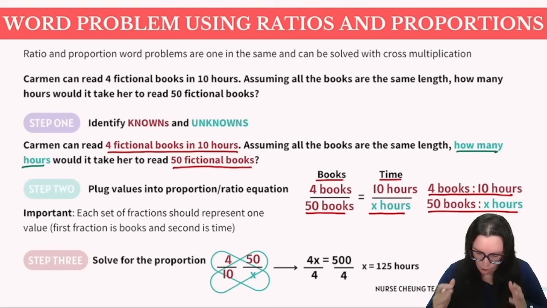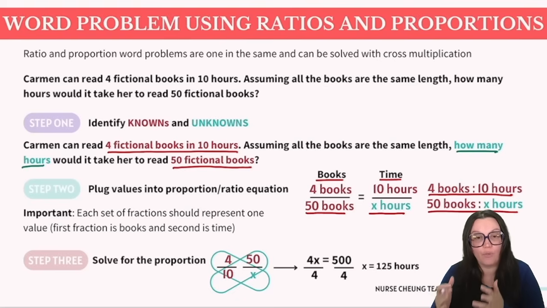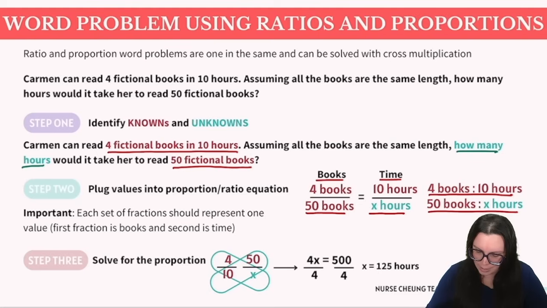Now all we have to do is solve for the proportion. So we use that cross multiplication that we've been doing. 4 times x gives us 4x, and 50 times 10 gives us 500. Of course, in order to isolate x, we just divide each side by 4, and that ultimately gives us x is equal to 125 hours. Let's take a look at some examples of this in real time.